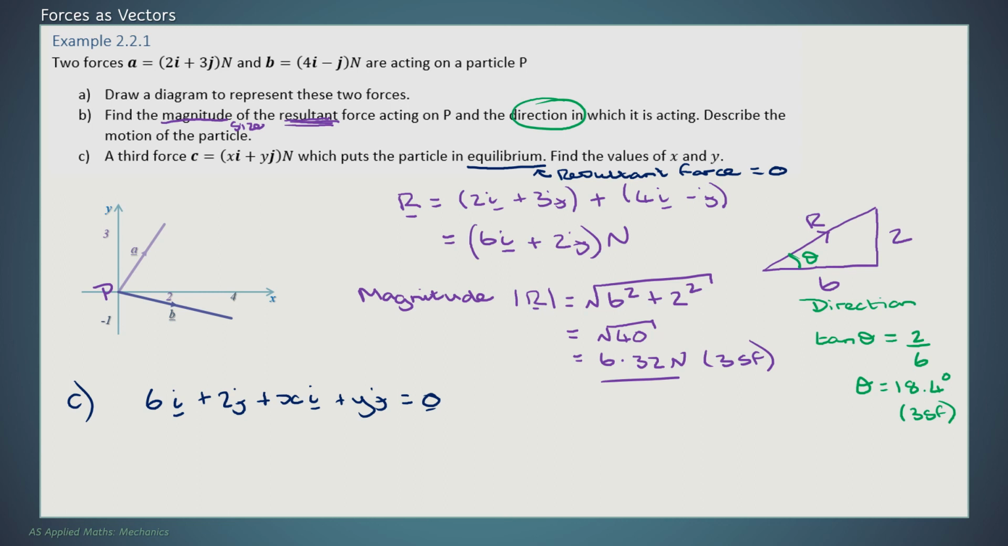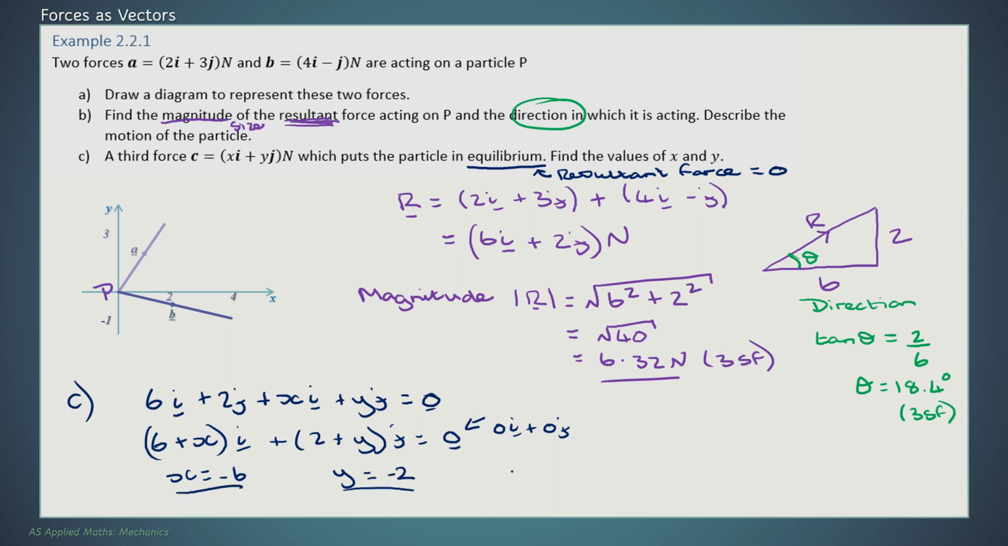Just like before, if we collect our like terms, so collect the i's together, so I've got 6 plus x for the i's, and then I've got 2 plus y for the j's. And what we know is that needs to equal the 0 vector, so the i component and the j component have to be 0. So that tells me that x is equal to minus 6 and y is equal to minus 2. So C is equal to minus 6i minus 2j.